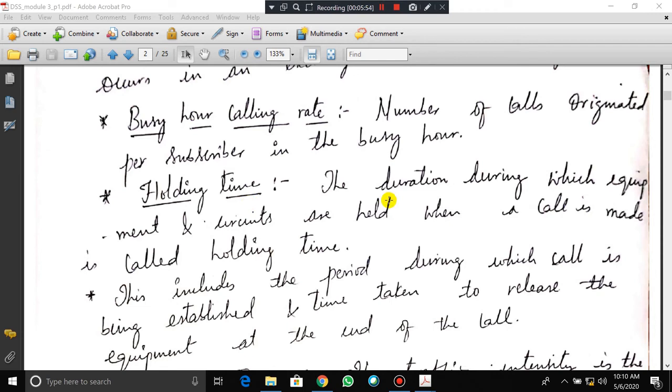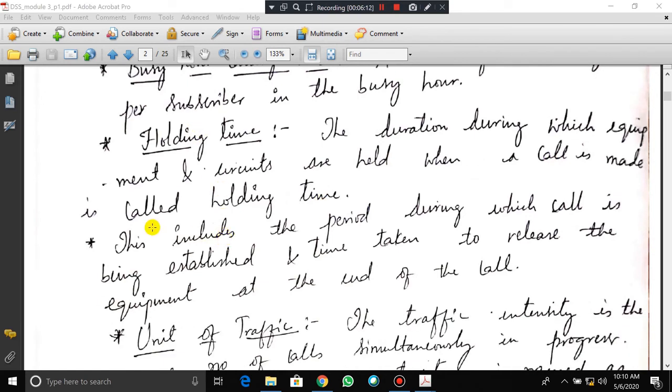What is holding time? Duration, in the sense of a time period, during which the equipment or the circuit, kindly remember, are held, when a call is made. That is called holding time. This includes the period during which the call is being established and the time taken to release the equipment at the end of the call. That means all the equipment involved are held during that period and released at the end of the call.